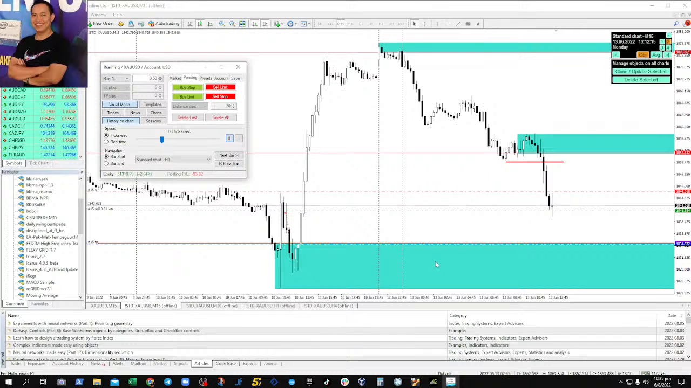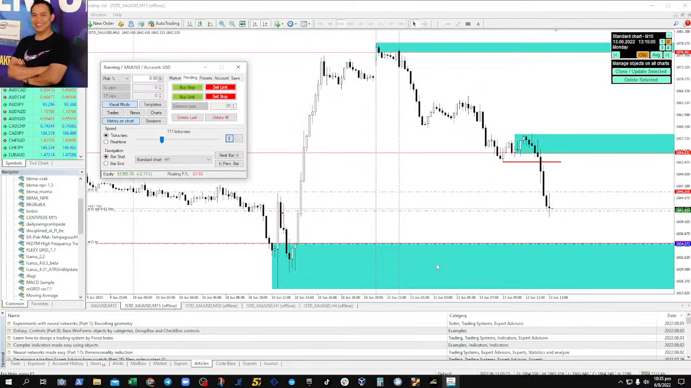but it made a rejection to the top again. That's gonna be tricky. Okay, doesn't look too good. You need to break the low of this to continue to go down. Yes, it continues to go down, and now our trade is in profit. Let it go.